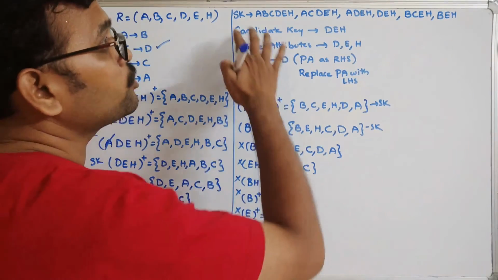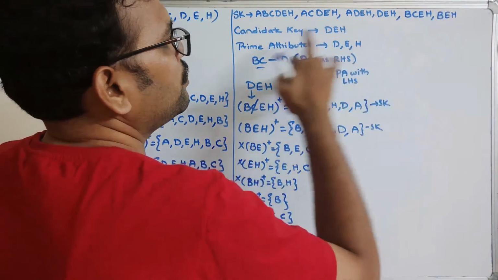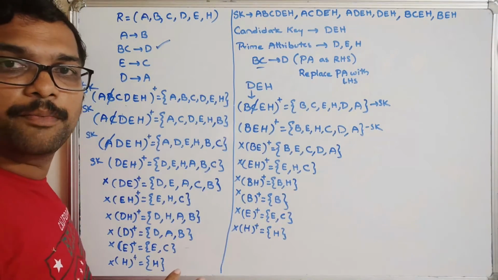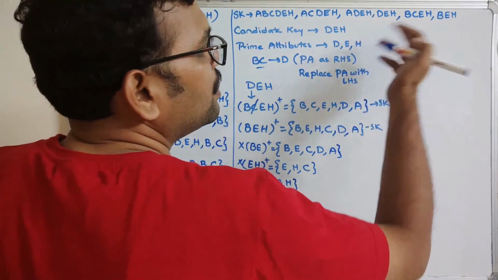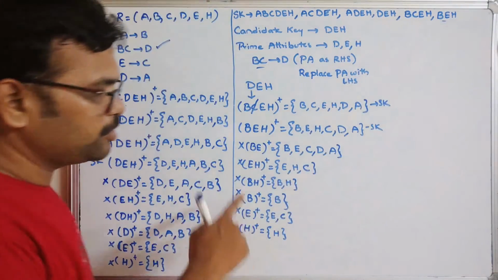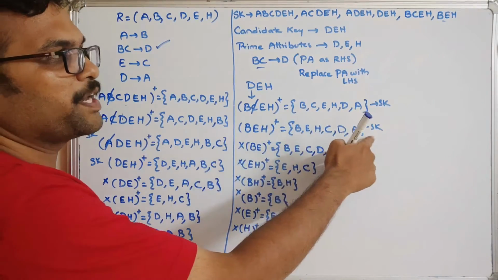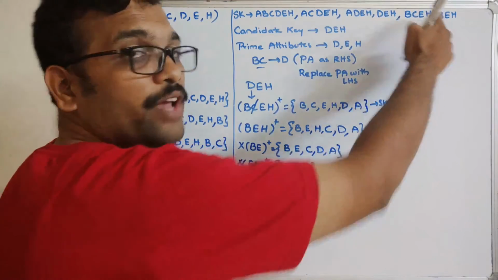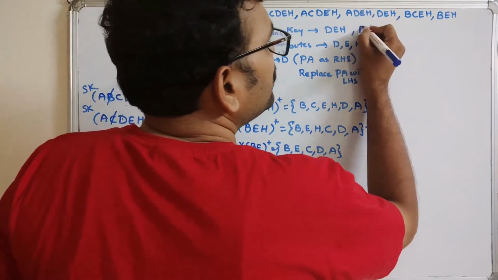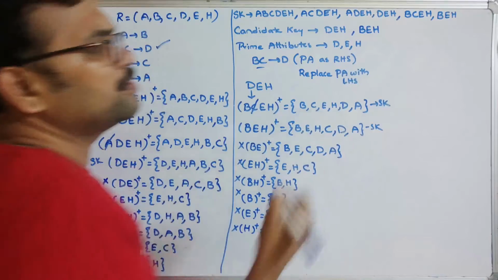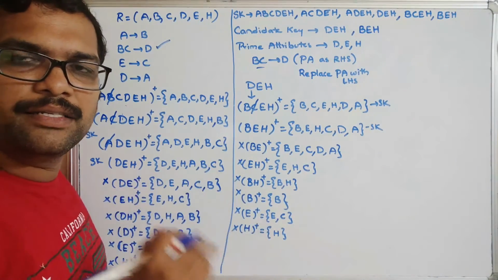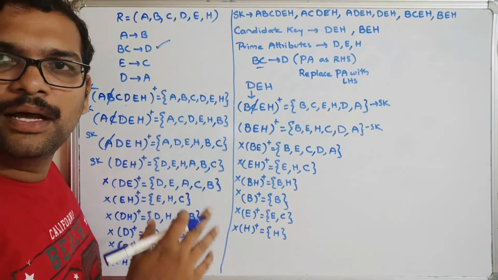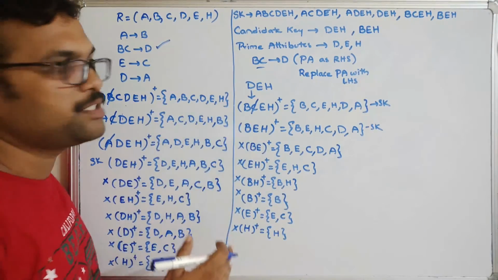Now, what are the super keys now? This one. Already we have seen that DEH is a candidate key, and we have repeated the procedure. Now what is the another candidate key? So this is also a candidate key, because BEH is also a super key, and it is also a minimal super key, because here we are having 3 attributes and here also we are having 3 attributes. So the second one is BEH. So shall we conclude that there are 2 candidate keys? No. So again we have to repeat the same process. Again we have to find out the prime attributes, and again repeat the same process.